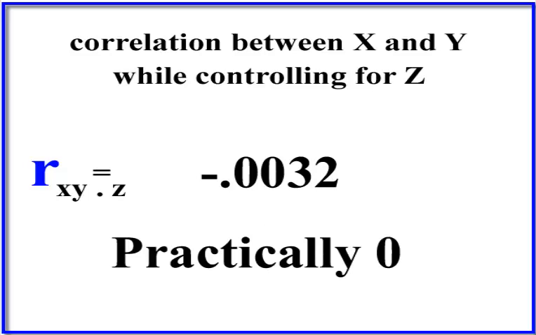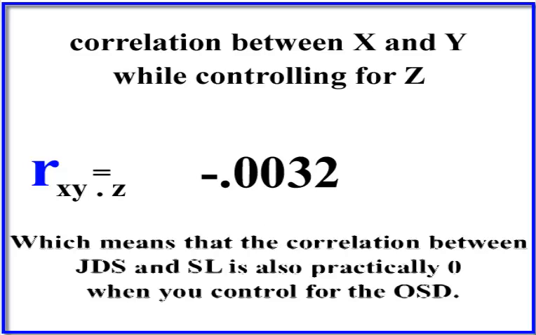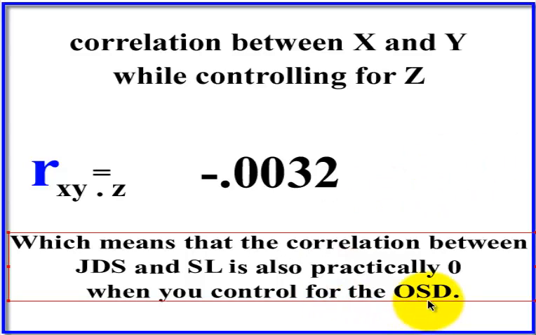You'll notice that that number is practically 0. What that is saying is that when you statistically control for the ODS variable, the correlation between JDS and SL is practically zero.